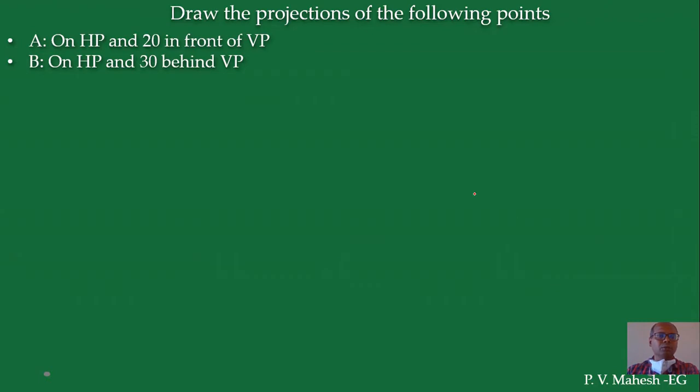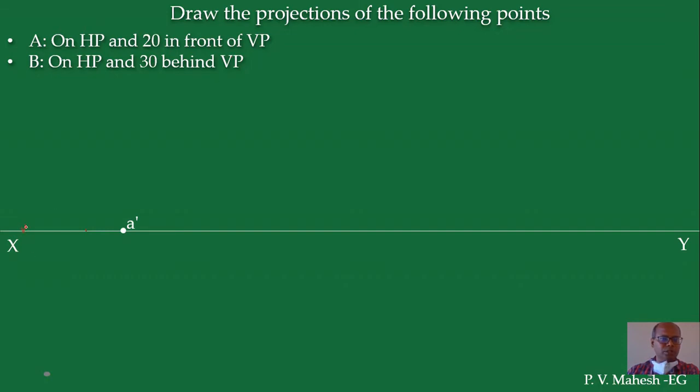We will see some other problems. Point A is on HP and 20 mm in front of VP. On HP means on XY line. So this is on XY line. So 20 mm in front of VP. So this is vertical plane. In front of vertical plane means it will be here. So this is a at a distance of 20 mm.